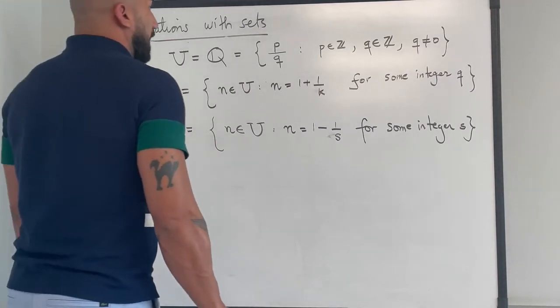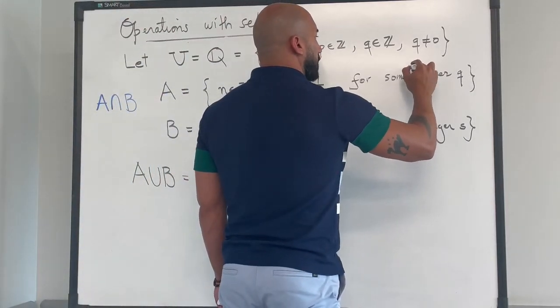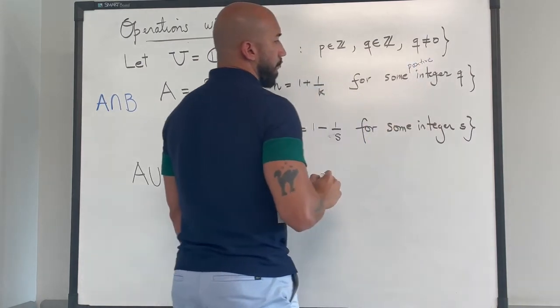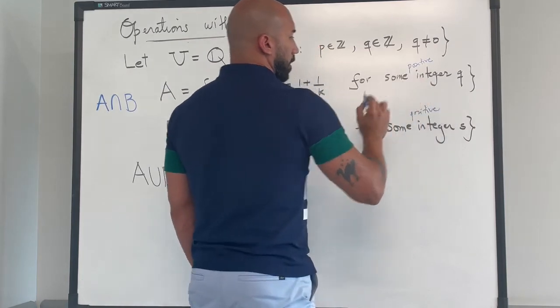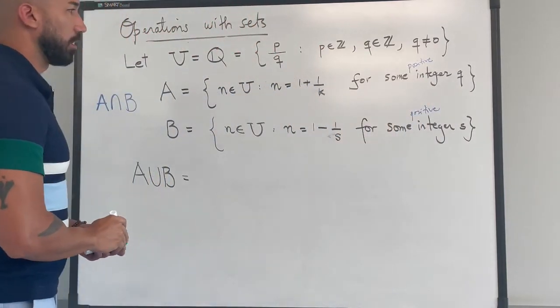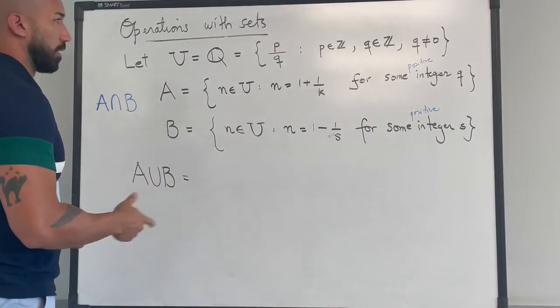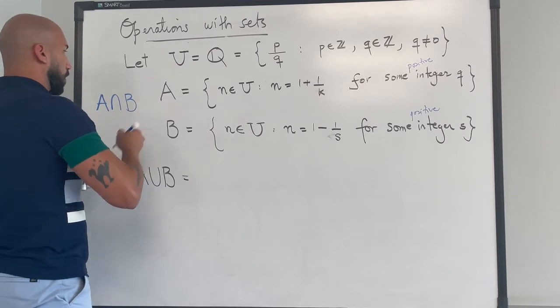Well, if we put here some positive integer and positive integer, if we reduce the set of integers to the positive ones, natural numbers, in this case the intersection is going to be empty.